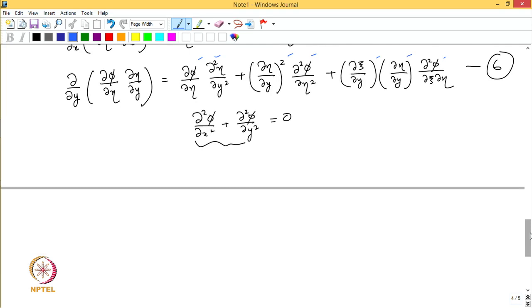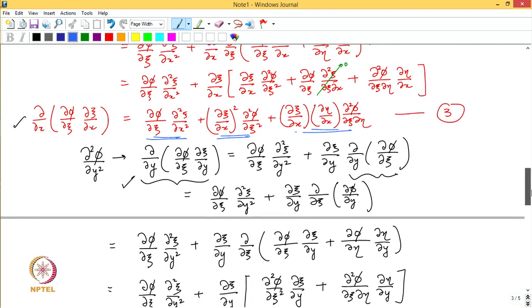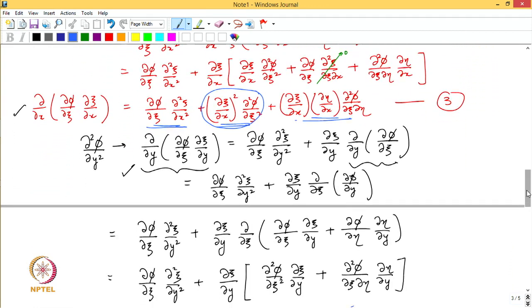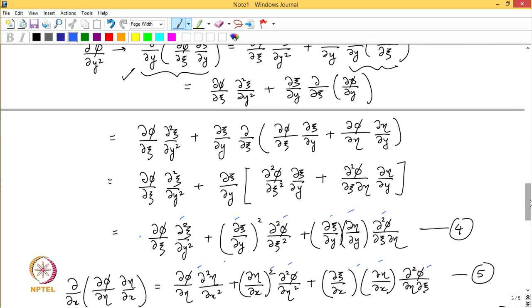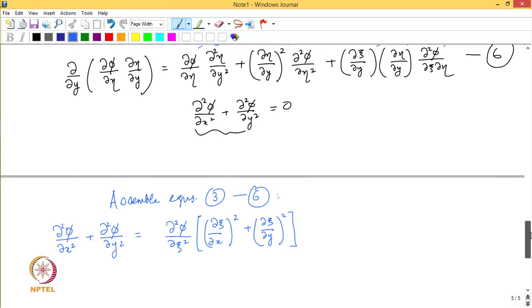So, if you assemble everything now, all equations, equations 3 to 6, we will have d 2 phi dx square plus d 2 phi dy square to be the following. We will have d 2 phi d xi square, which comes from, let me show you here, this middle term. Look at its coefficient, it is d xi dx square. Similarly, we have another d 2 phi d xi square, which will give me d xi dy square as a coefficient. So, we will say this is d 2 phi d xi square times d xi dx square plus d xi dy square, that is one part.